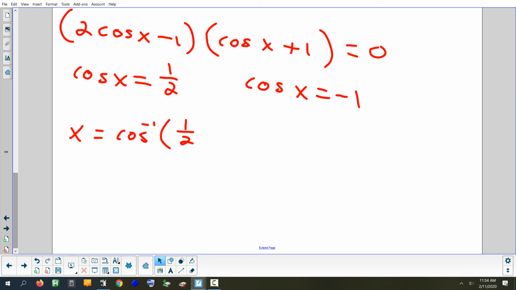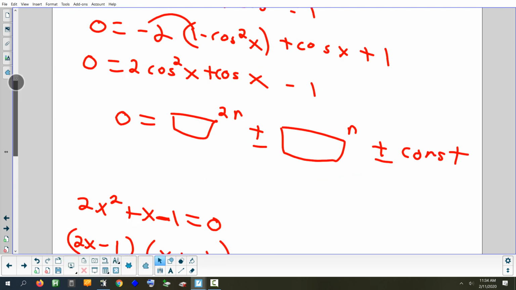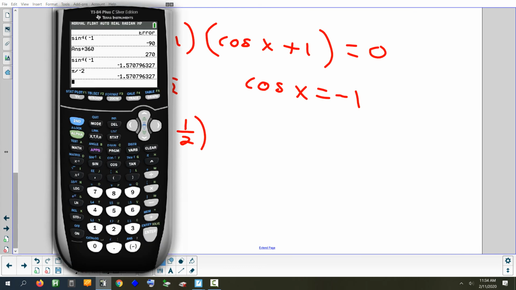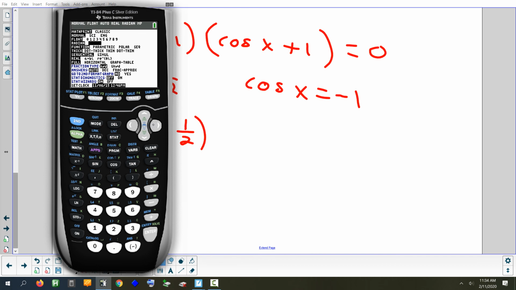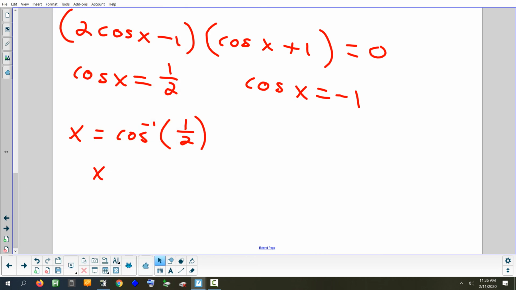Inverse cosine of 1/2. Now, here let's do that first and see what happens. Inverse cosine of 1/2, and I think I said I'm doing it in degrees. So we're looking for answers between 0 and 360. Put it in degrees. Second, inverse cosine of 1/2. You're going to get a nice answer, 60. What quadrant is that answer in? It's in the first quadrant.